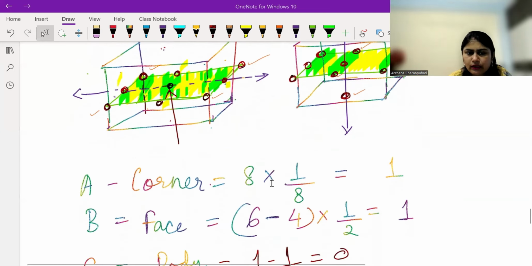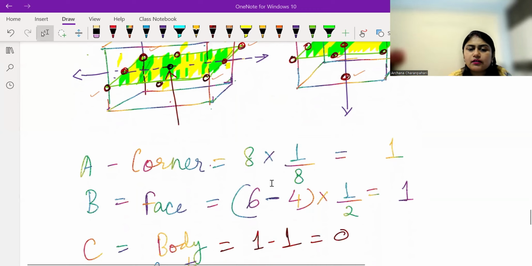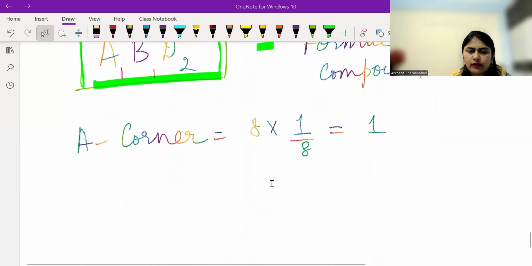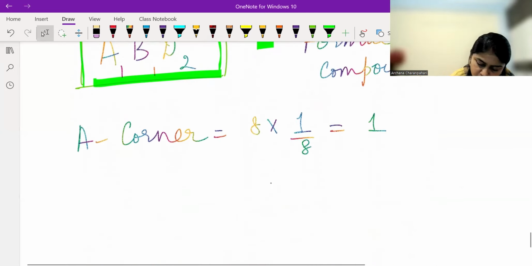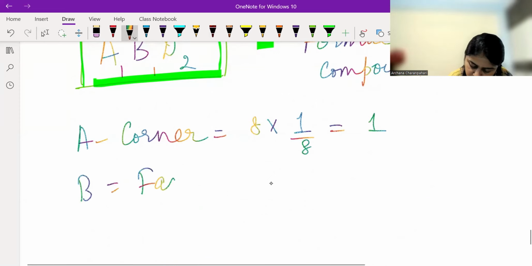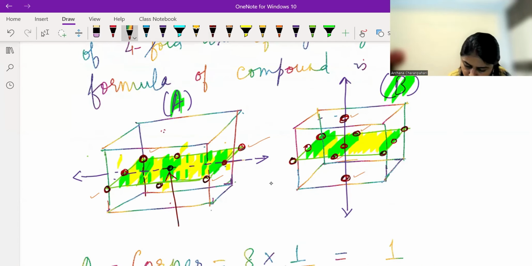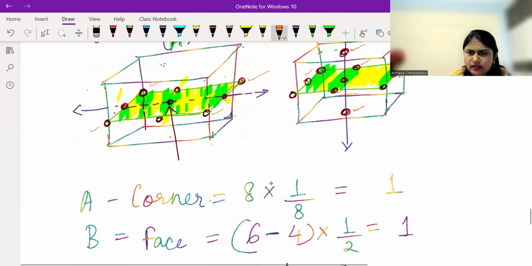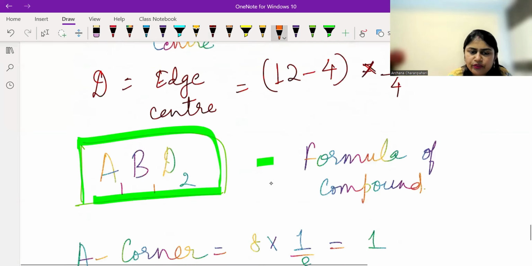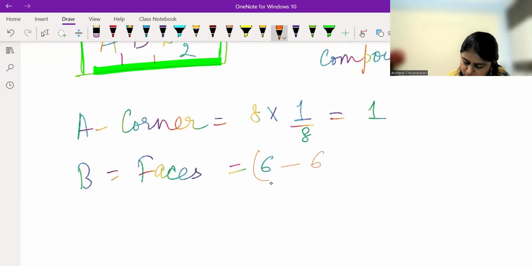Contribution of A is 1. In the second case, B. B is face. So for face center, how many faces do you have? I have just counted, right? You have 6 faces, and you have 1 atom on each face. Now let's count it. 2 here, 2 here, 2 here. So total faces are 6 and 6 of them will be missing. So you have 6 faces minus 6 missing, so that will result into 0.